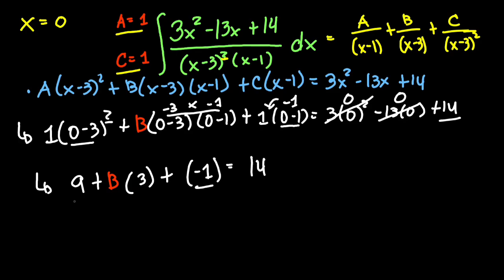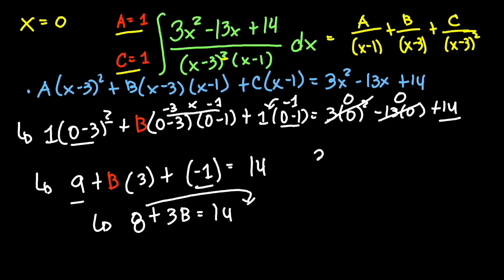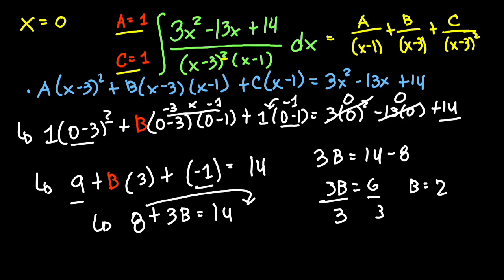So negative 1 plus 9 is simply positive 8 equal to, plus 3 multiplied by b is 3b equal to 14. So transposing 8 to the other side, this would be 3b equal to 14 minus 8. 14 minus 8 is equal to 6. And so divide both sides by 3, b here would be equal to simply 2.